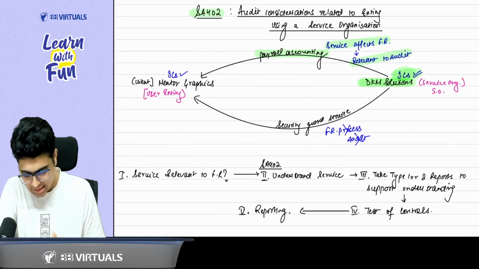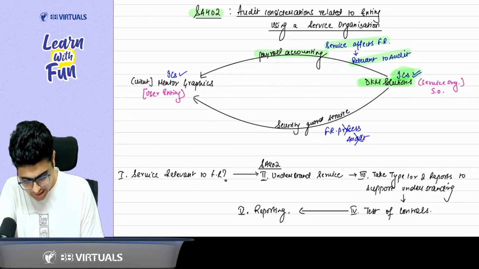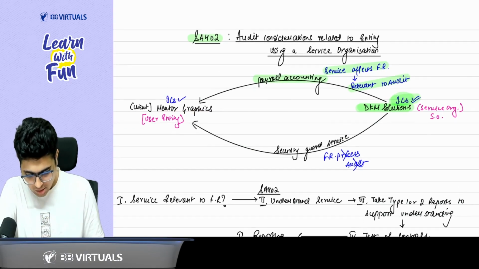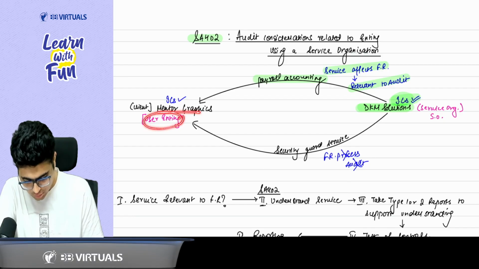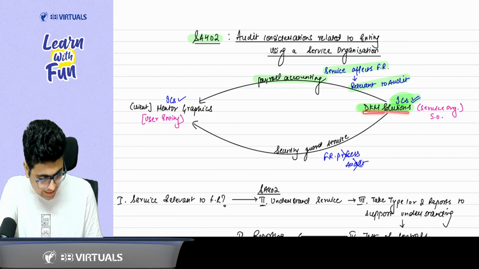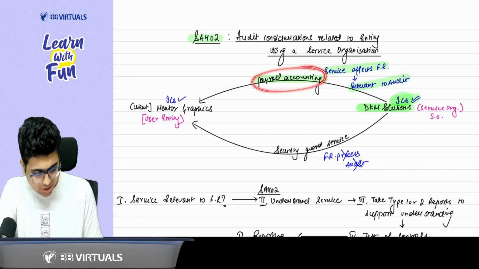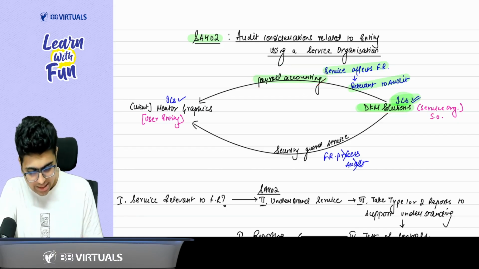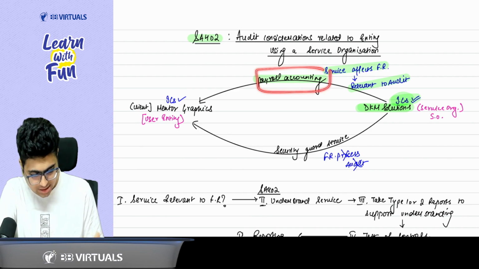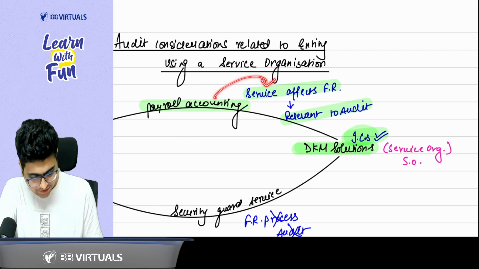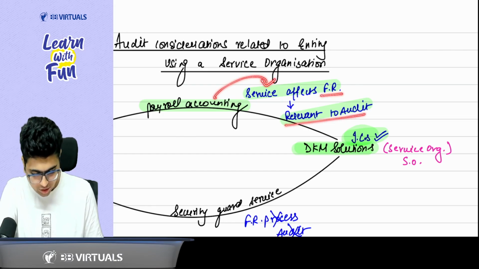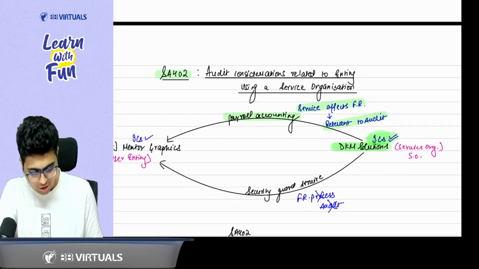So what happens is, let's say I have a client, and the name of the client is Mentor Graphics. Now, sir, Mentor Graphics is the user entity. It is using the payroll accounting services provided by DKM Solutions, which is a service organization. Now, when the payroll accounting is done by DKM Solutions, tell me, is it part of the financial reporting process? Yes, sir. This service is affecting the financial reporting. It is relevant to audit. So whatever the internal controls in the service organization are, they become relevant to us for the audit.